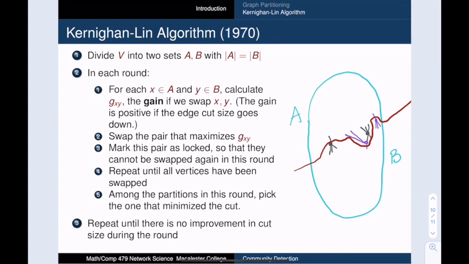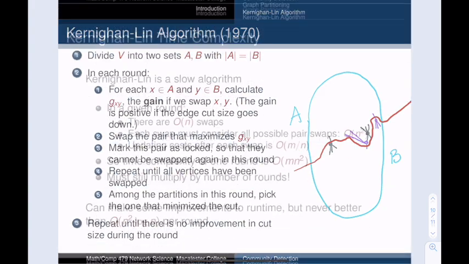We then look back at every partition we considered during the round, and we pick the best one. Then to begin the next round, we unlock all vertices and do it again. We repeat round after round until the algorithm no longer finds an improvement.